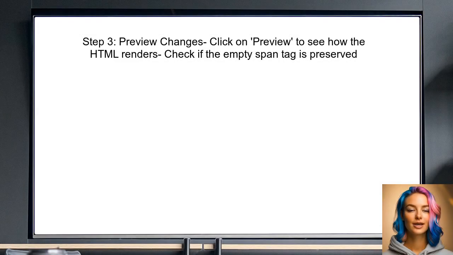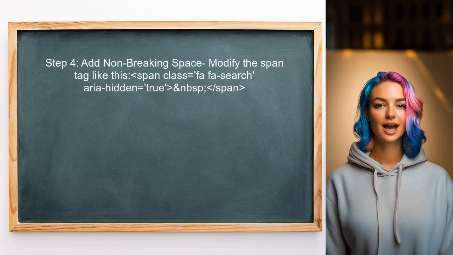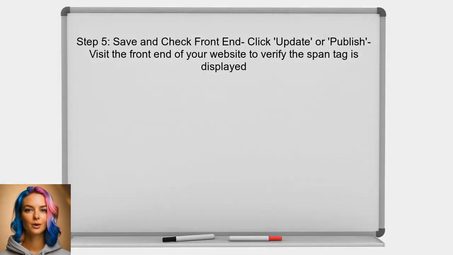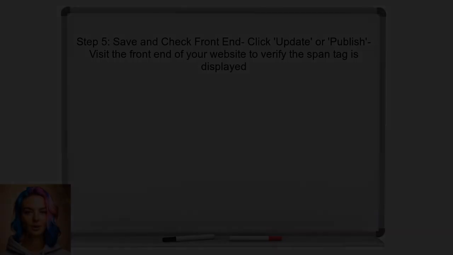After inserting the code, the user should preview the changes. This step is crucial to ensure that the empty span tag remains intact and is displayed correctly. If the empty span tag is still being removed, the user can try adding a non-breaking space inside the span tag. This can help maintain its presence in the HTML output. Finally, the user should save their changes and check the front end of their website. This will confirm whether the empty span tag is now displayed as intended.